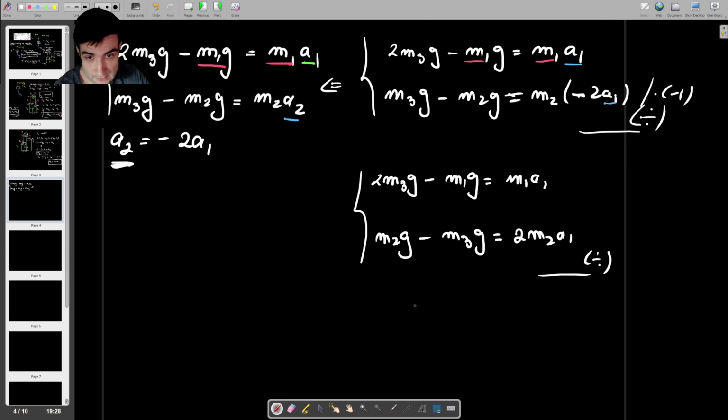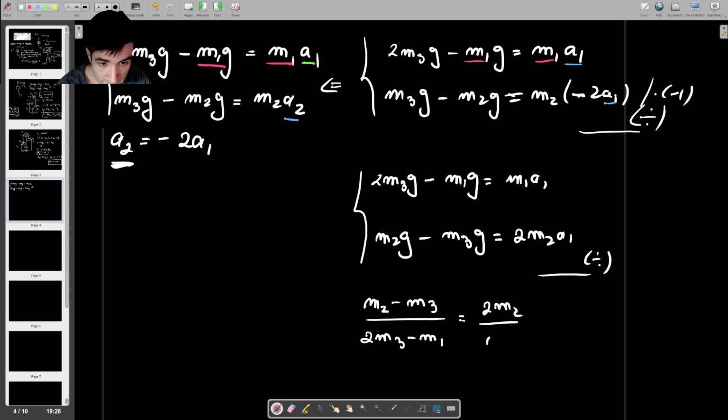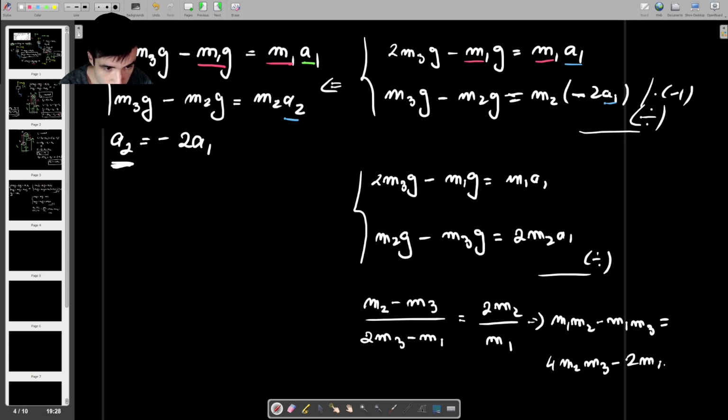We can divide, and we're going to get, I'll do the bottom minus the top. So I have m2 minus m3 over 2m3 minus m1, which is 2m2 over m1. Obviously the g's cancel, the a1s cancel, which is nice. This is what we wanted. And now we can find m1, we just have to cross multiply. So we have m1 m2 minus m1 m3 is equal to 4 m2 m3 minus 2 m1 m2.